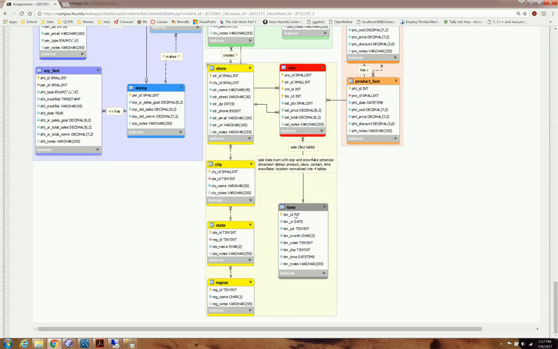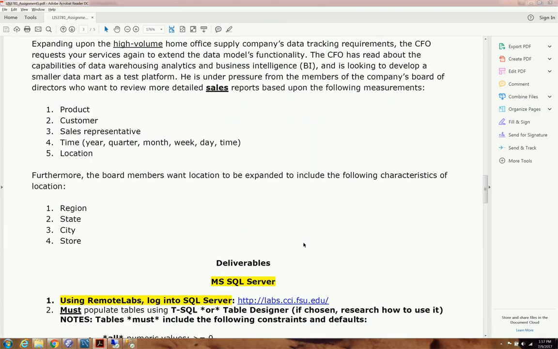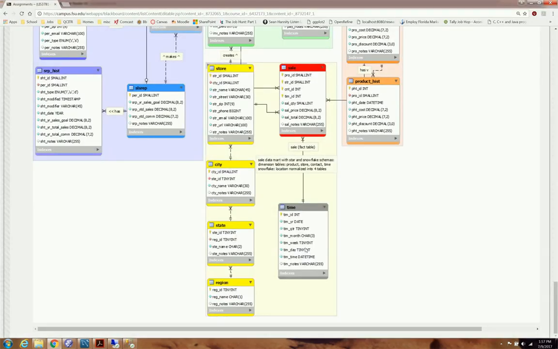All right, time. We're breaking that down to year, quarter as a tiny int, month as a char 3, meaning January, JAN, February, FEB, March, MAR, etc. So char 3. Week is going to be a tiny int. That would be 0 through 6. Day is going to be a tiny int. I'm sorry. Week is going to be... I have to look at my data on that. I believe our week is going to be 1 through 52.